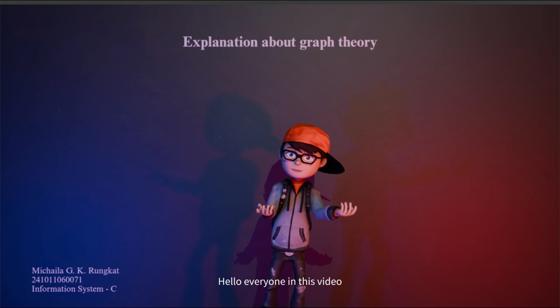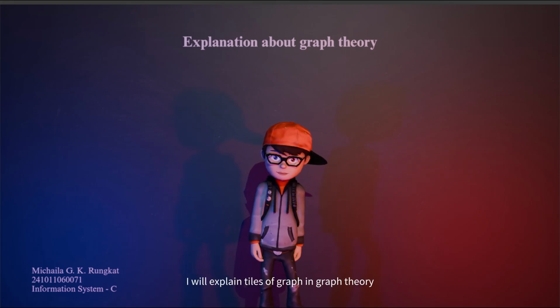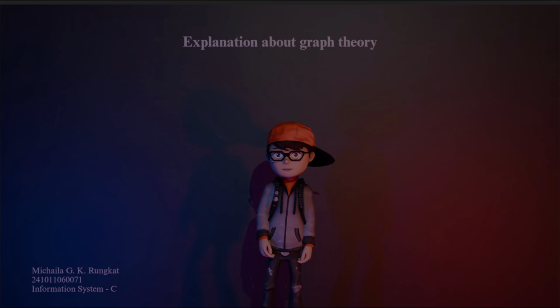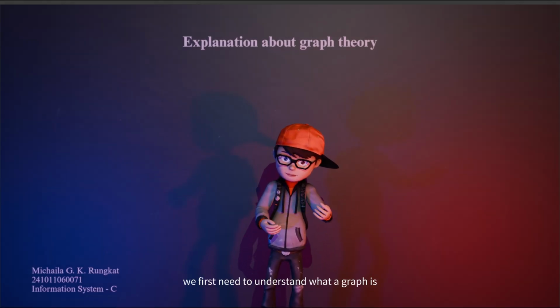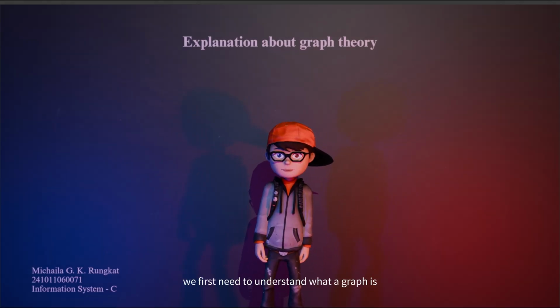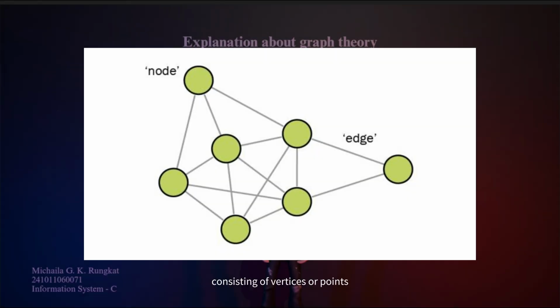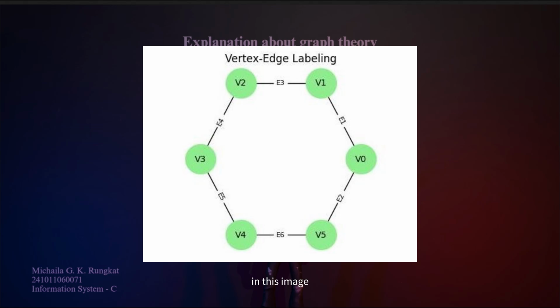Hello everyone! In this video, I will explain tiles of graph in graph theory using the graph example that I created, as shown in this image. Before we move into the main topic, we first need to understand what a graph is. A graph is a mathematical structure consisting of vertices, or points, and edges, or connecting lines. In this image, the small dots in the graph represent vertices, while the green lines connecting them represent edges.